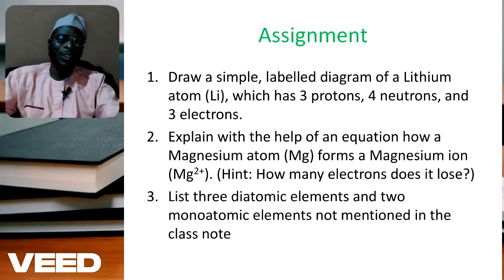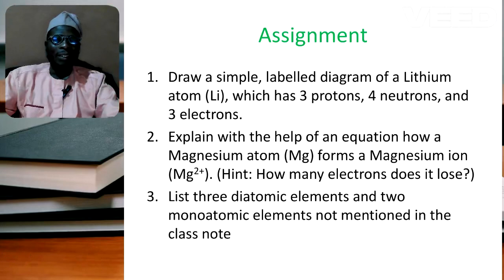Assignment. Draw a simple Bohr diagram of a lithium atom which has 3 protons, 4 neutrons, and 3 electrons. Number 2, explain with the help of an equation how a magnesium atom forms a magnesium ion. Hint: how many electrons does it lose? Number 3, list 3 diatomic elements and 2 monoatomic elements not mentioned in the class notes.